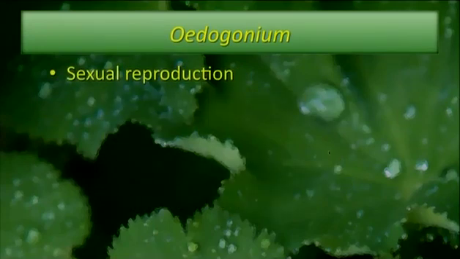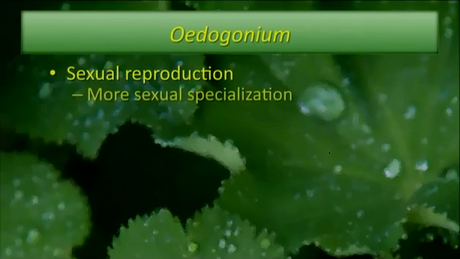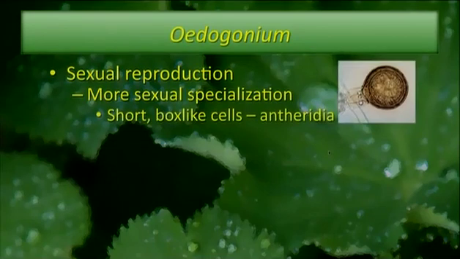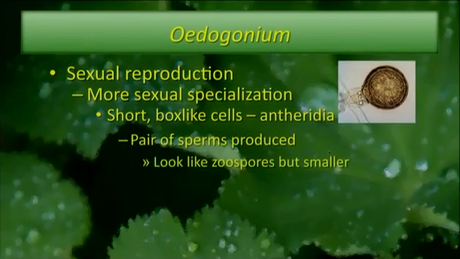Now, sexual reproduction. You have more sexual specialization than what we've seen so far, right? Because we've only seen isogamy. So you have small, short, box-like cells that are called antheridia, and a pair of sperms are produced. They look like the zoospores, with the little fringe, like a faceless, balding head, but they're smaller, the sperms.